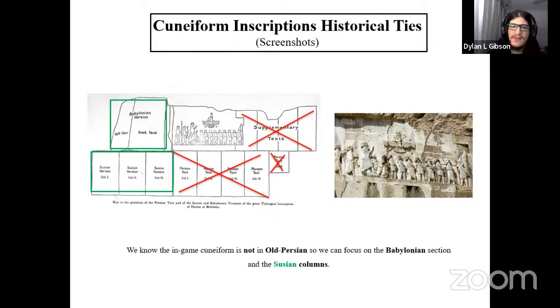So if we go back to that inscription, the one about Darius the Great, we know the in-game inscriptions are not Old Persian, so we don't even have to focus on the Old Persian inscriptions over there. We don't even have to look at them.